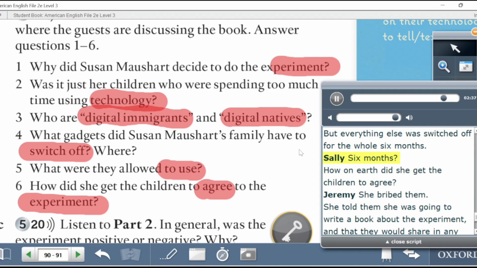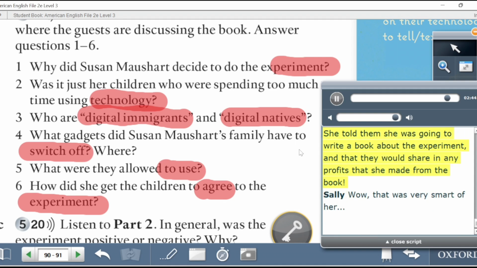6 months? How on earth did she get the children to agree? She bribed them. She told them that she was going to write a book about the experiment and that they would share in any profits that she made from the book. Wow, that was very smart of her.